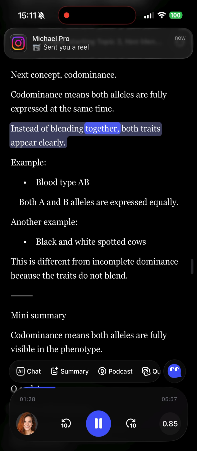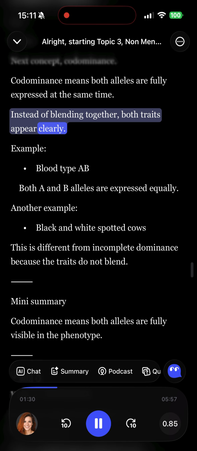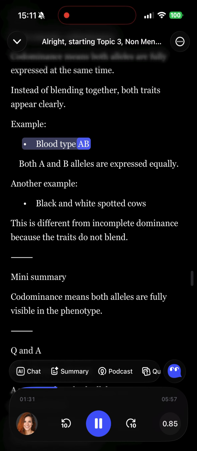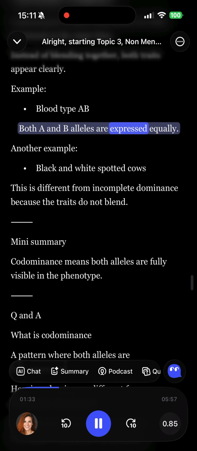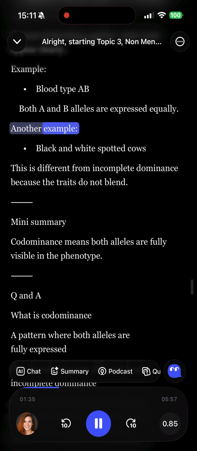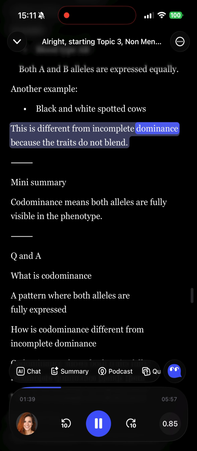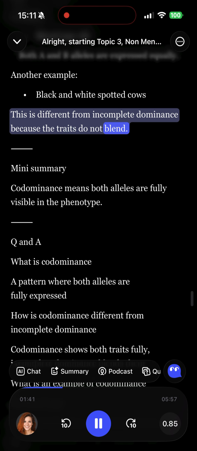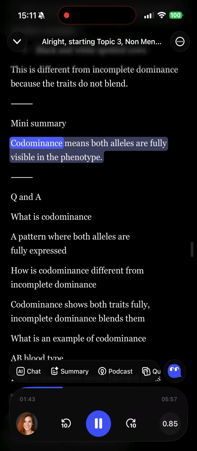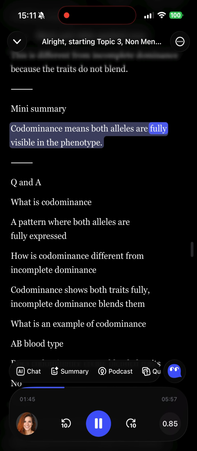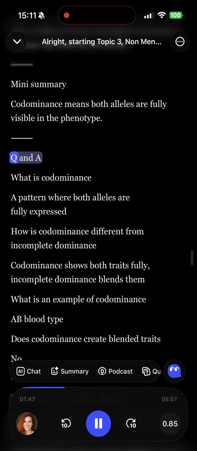Next concept, codominance. Codominance means both alleles are fully expressed at the same time. Instead of blending together, both traits appear clearly. Example: blood type AB. Both A and B alleles are expressed equally. Another example, black and white spotted cows. This is different from incomplete dominance because the traits do not blend. Mini summary. Codominance means both alleles are fully visible in the phenotype.